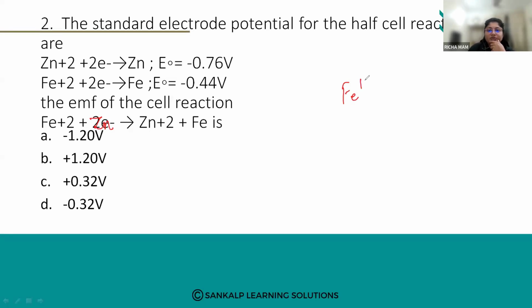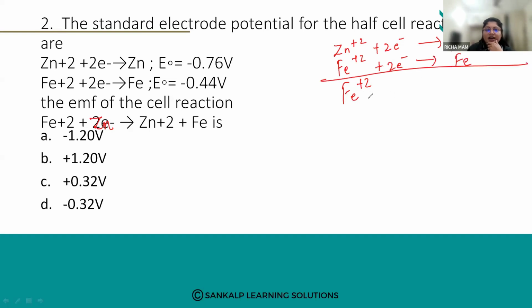So these are the half cells: Zn2+ plus 2 electrons giving you Zn, and Fe2+ plus 2 electrons giving you Fe. So these are the two half cell reactions, and the cell reaction is Fe2+ plus Zn giving you Zn2+ plus Fe. So you have to tell the electrode potential. How are you going to calculate the electrode potential, students? The cell reaction is given here. Sri Varuni has answered it as C. Lubna has answered it as C. What about others? Others also please try.